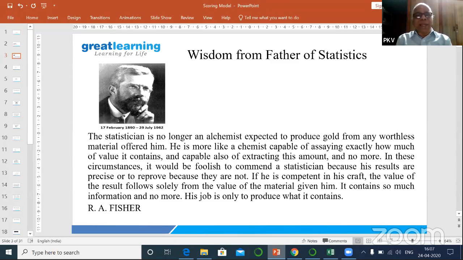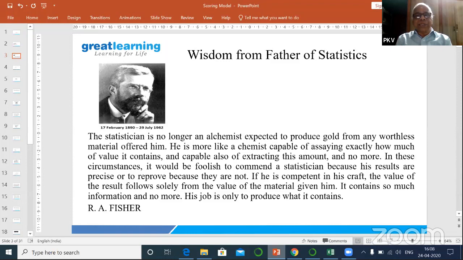And let me just explain this as a starting point or a launching pad in the context of predicting corporate bankruptcy or insolvency. A statistician is no longer an alchemist expected to produce gold from any worthless materials offered him. In other words, we all talk about data and we say we can do everything with data. But then the word of caution: it depends on the material that is given.